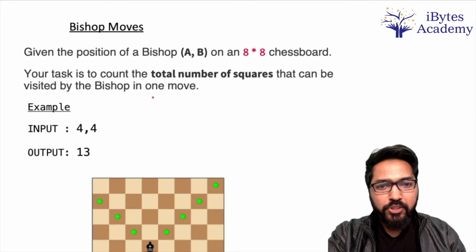Given the position of a bishop AB on an 8 by 8 chessboard, your task is to count the total number of squares that can be visited by the bishop in one move.